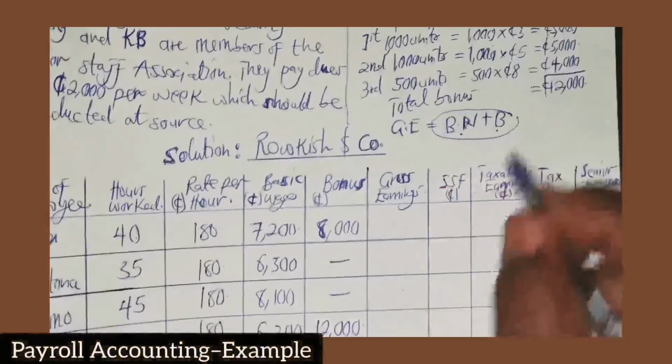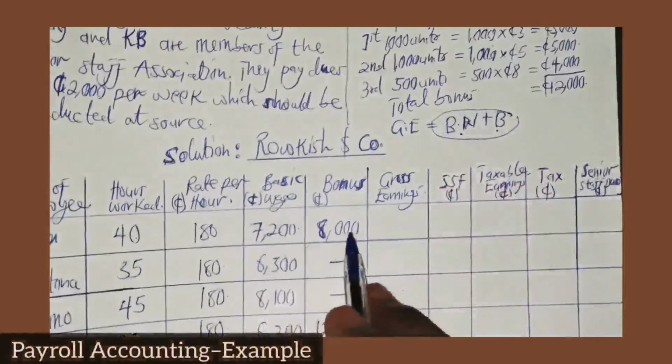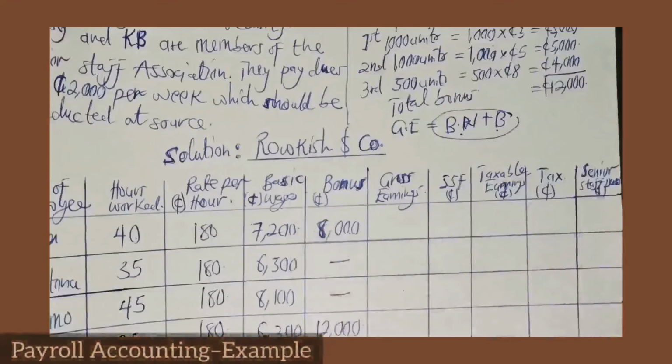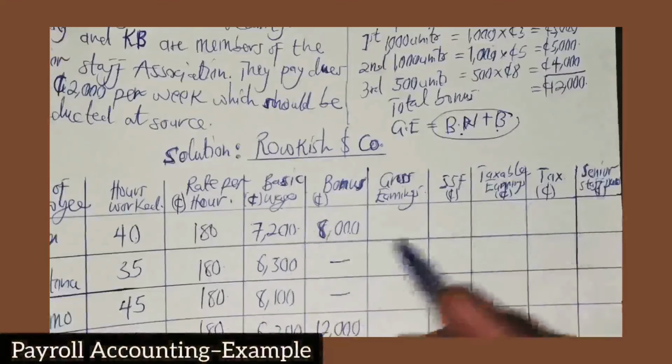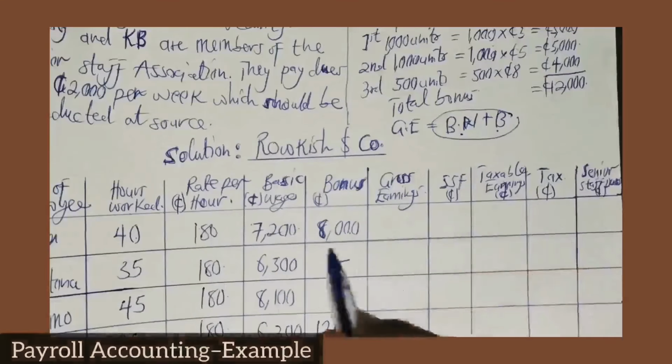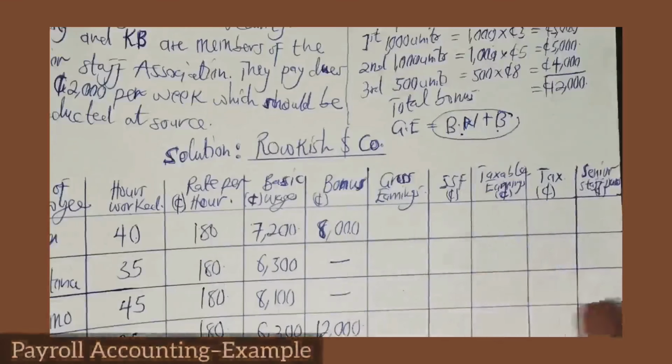So that's what we're going to do. You're going to add the basic wage to your bonus, and that is all. So anybody who earns a bonus, you just add the bonus to its basic pay. If someone doesn't earn a bonus, meaning that its basic pay or basic wage is the gross earnings at the end of the day. So that's what you're going to do.